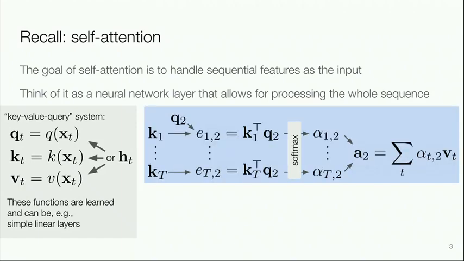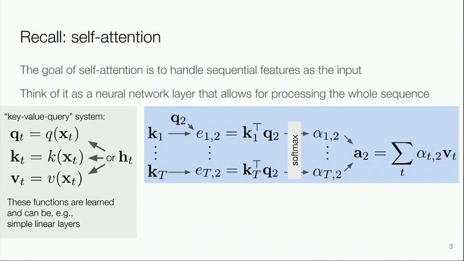Remember, this is the picture that we drew for attention and also for self-attention, right? We compare the query that I have, for example, at time step 2, so that's why this is Q2, with all the different keys. And whatever the length of the sequence is, capital T, there's that many keys, right?